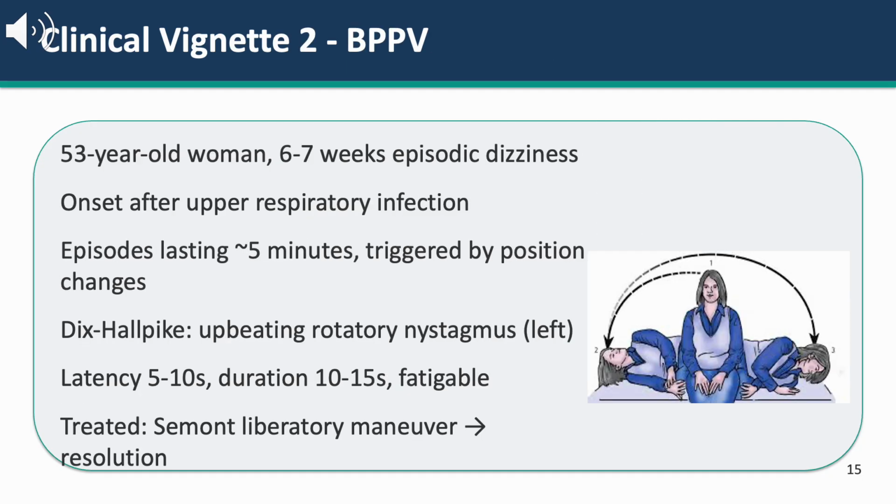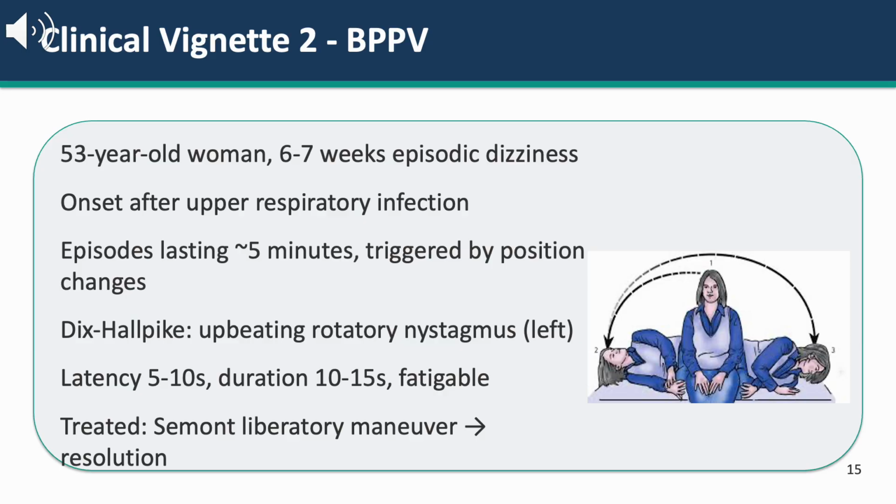Our second case involves a 53-year-old woman with a 6 to 7 week history of episodic dizziness and vertigo that began after a bad cold. She became dizzy when getting up in the morning, with the room spinning during episodes lasting about 5 minutes. Episodes were triggered by bending down or raising her head. On examination, the Dix-Hallpike maneuver with the head turned toward the left produced an upbeating rotatory nystagmus after a latency of 5 to 10 seconds, subsiding after an additional 10 to 15 seconds. Repetition produced identical but lesser symptoms, demonstrating fatigability.